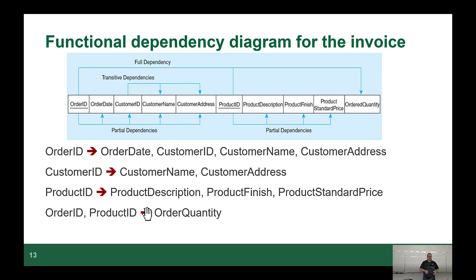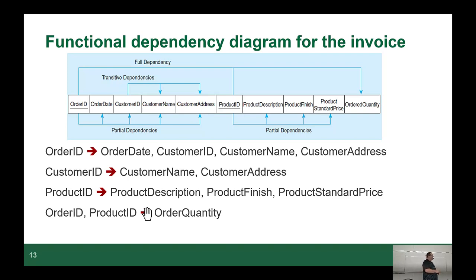The partial dependencies. So if we look at the order date, customer ID, customer address, it's only dependent on the order ID. It has nothing to do with the product. On the product, we have the product description, the finish, and the price, which only depend on the product ID and have nothing to do with the order.